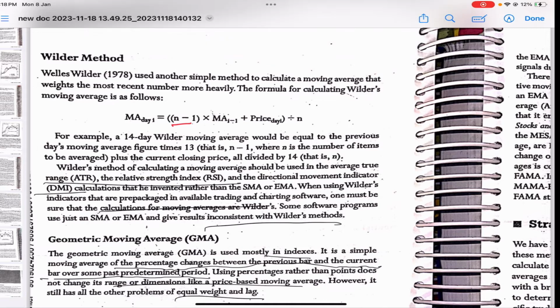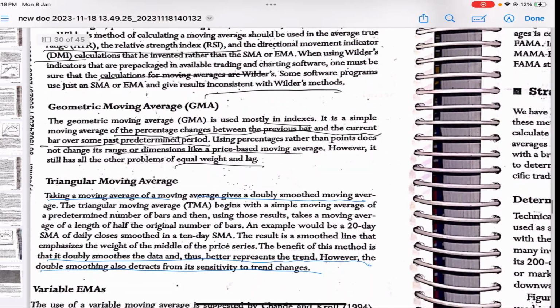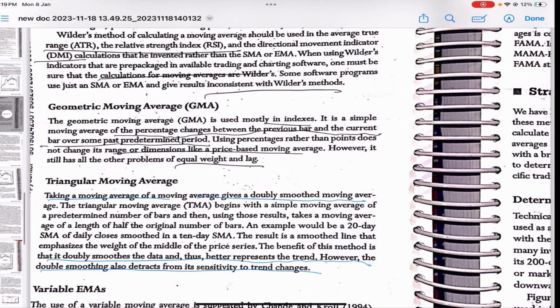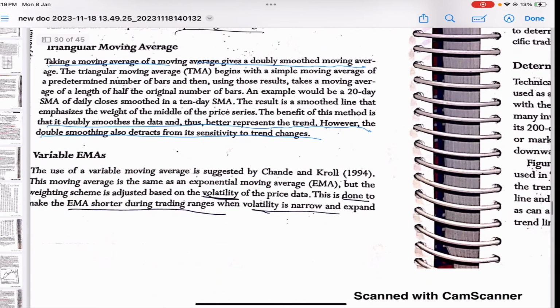Now we have the geometric moving average. Whenever you think about the geometric moving average, you need to keep in mind that it is used in indices. Whenever you have to use it on any index, the geometric moving average is used the more, and this is something you need to keep in mind. That's it. Next we come to the triangular moving average.